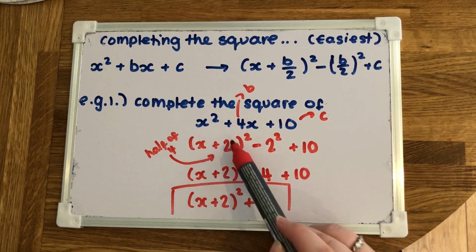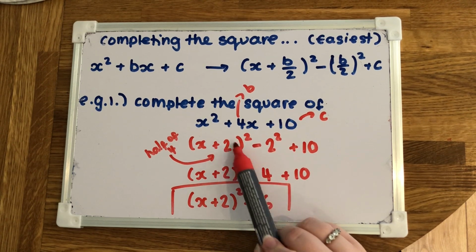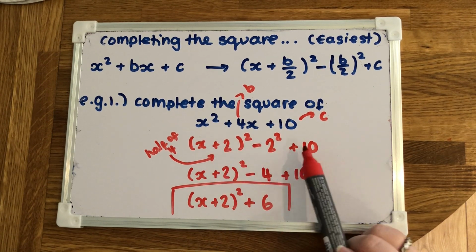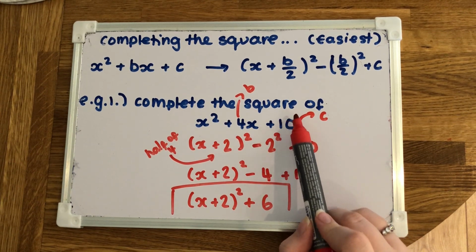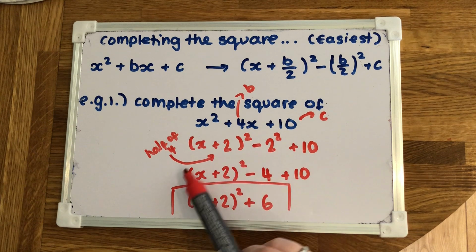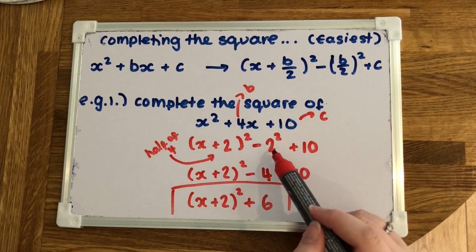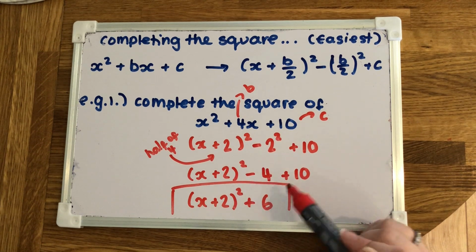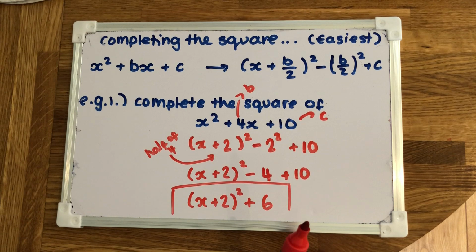So this is the complete the square bit essentially. Then we always take away whatever this is squared. Okay, and then we add 10 because the 10 was the c at the beginning. Then I've just simplified it. So this bit will always stay the same now. It's just these bits that we're going to simplify. So 2 squared is 4, so take away 4, and still plus 10, and then we simplify, subtract 4 plus 10, which is plus 6.